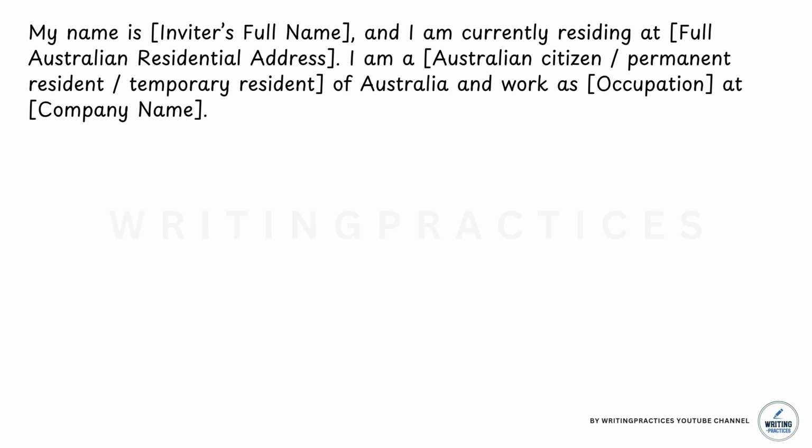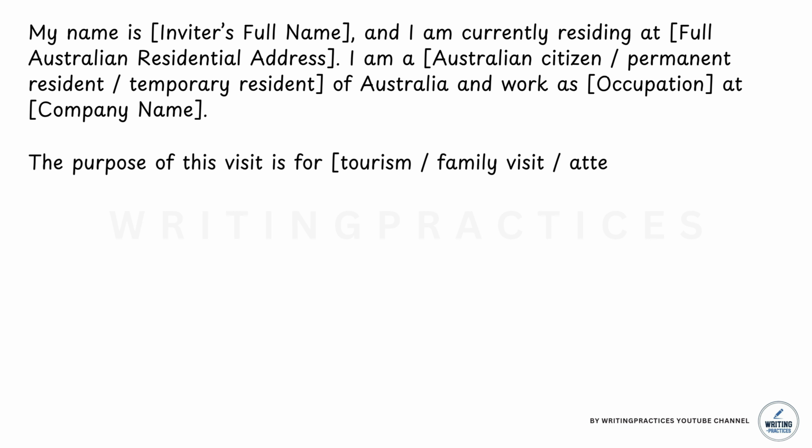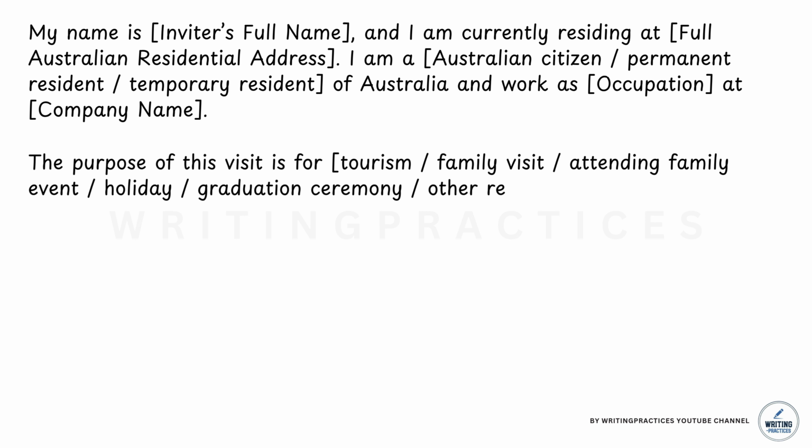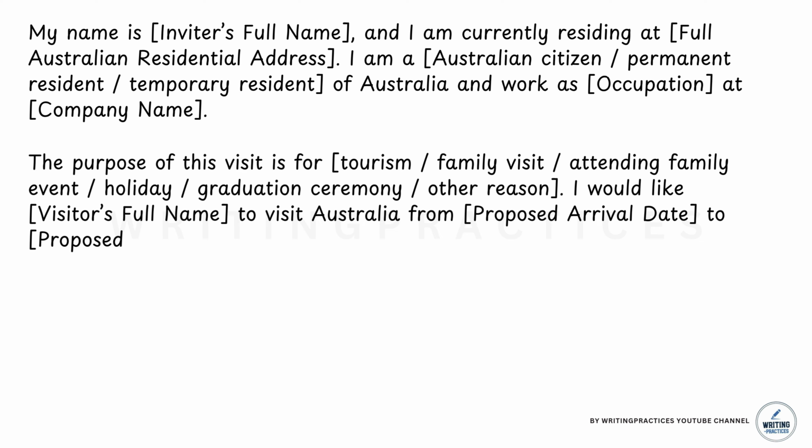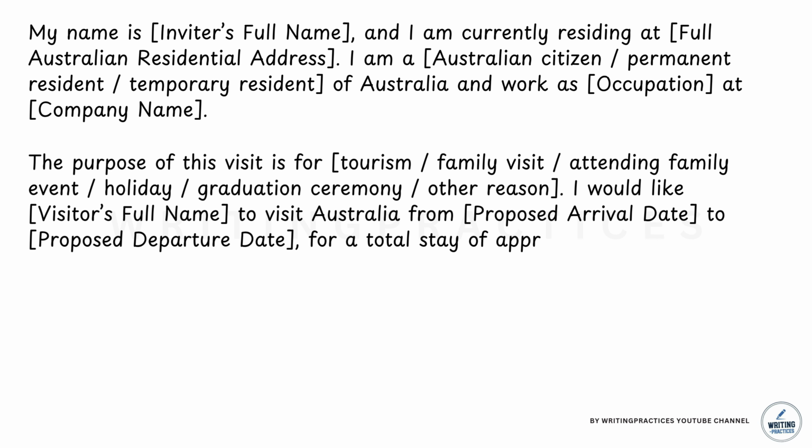Third paragraph, purpose of the visit. Write the reason for the visit and the travel dates. Include purpose of visit, arrival date, departure date, length of stay. Example, the purpose of this visit is for a family holiday. I would like John Michael Smith to visit Australia from July 10, 2026 to August 25, 2026, for a total stay of approximately 6 weeks. This section helps immigration officers understand the visitor's travel plans and confirms that the visit is temporary.